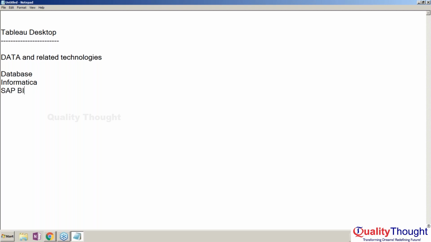SAP BIBO, which is related to business intelligence, data related technology. Tableau, visualization tool, data related technology. Power BI, it's a visualization technical tool, okay, data related technology. MSBI, data related technology. Data science, data related technology. So these are all that I could consider the data related technologies. Agreed, all of you guys?